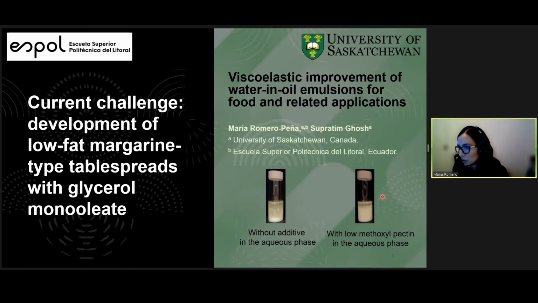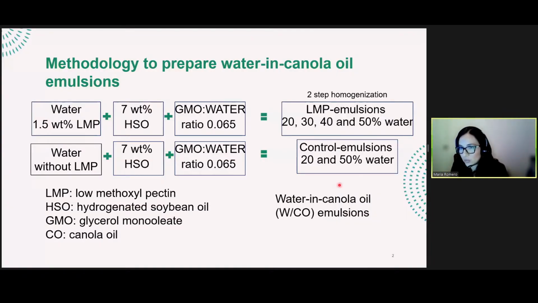So this led our project to develop a viscoelastic improvement of water-in-oil emulsions for food and related applications, to modify this liquid state to solid-like properties. Now I'm going to show you the methodology that we used. In the aqueous phase, we add 1.5% of low methoxyl pectin, LMP. In the continuous oil phase, which was canola oil, we add 7% of hydrogenated soybean oil, which creates a crystal network to give support. Then GMO and water was at a constant ratio of 0.065. We keep it constant because we want to maintain similar water droplet size.